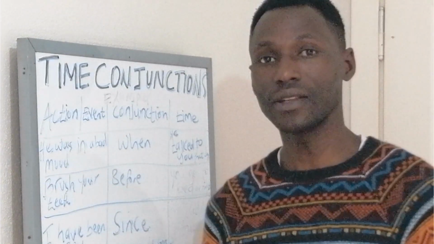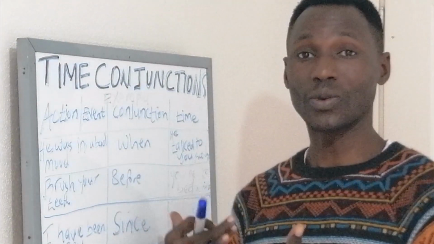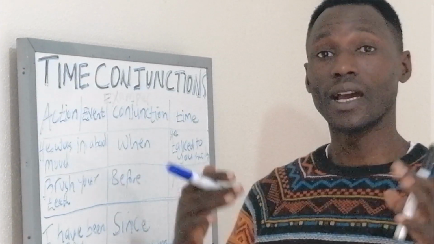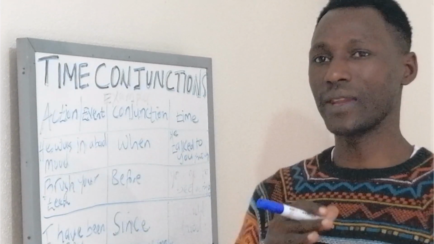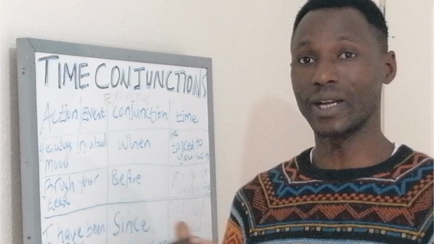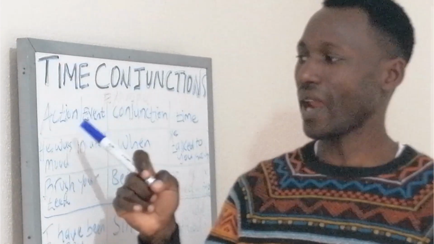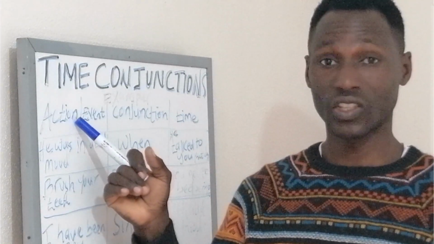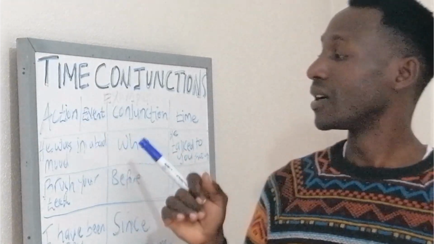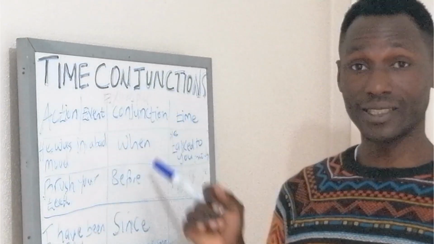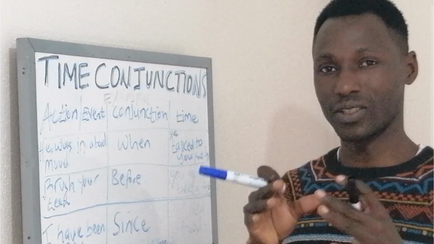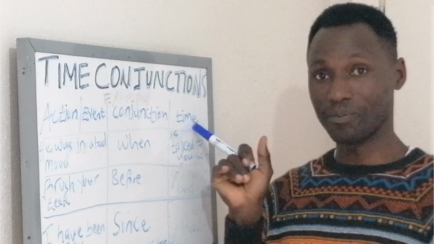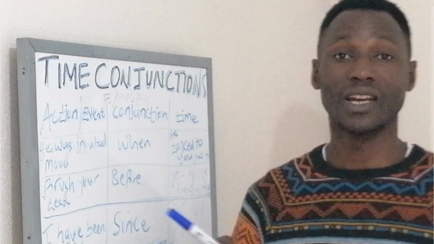Welcome back once again. Let's go through the examples of time conjunctions, and we see how we connect the action to the time we want to express. I have a simple table here. I have the action or event, conjunction. We need a word which is going to connect the event and the time, a conjunction here, and I have time. Let's make a sentence.